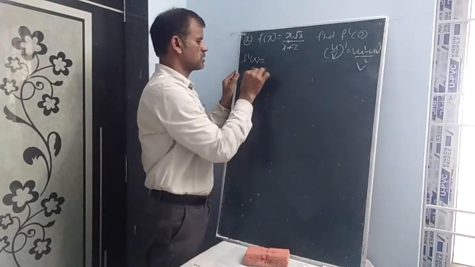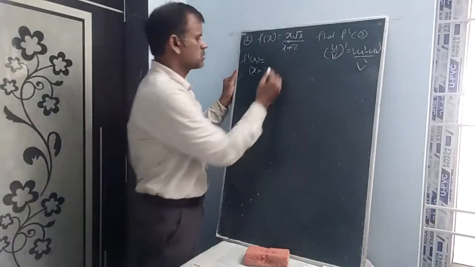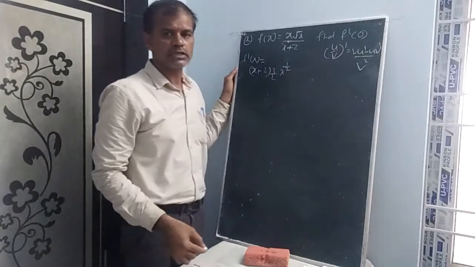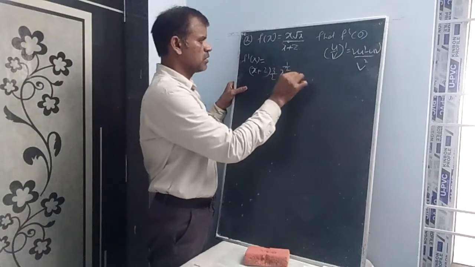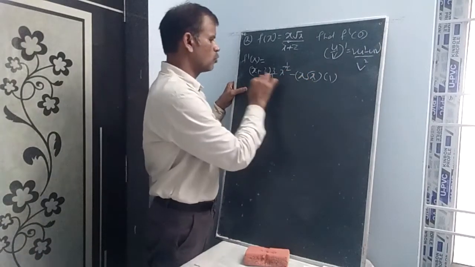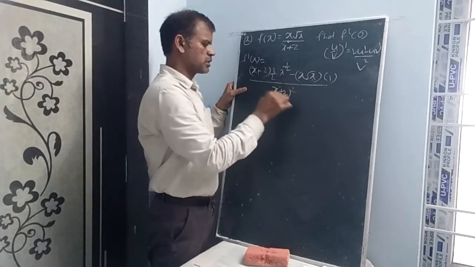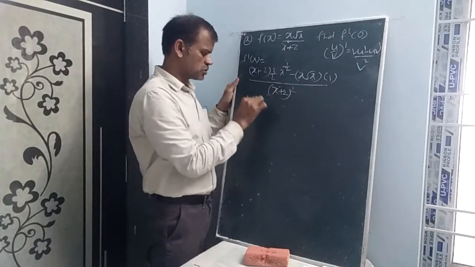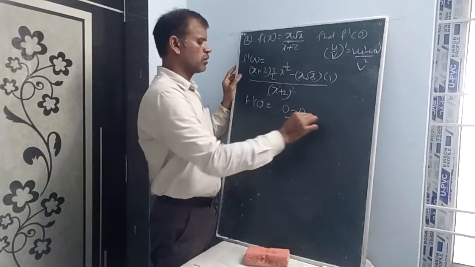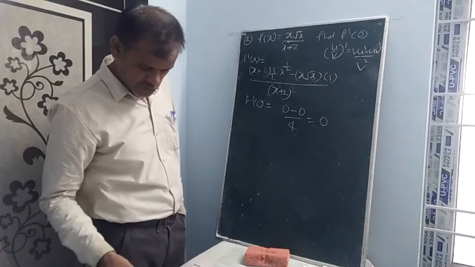So x plus 2 into the derivative of x root x, which can be understood as x power 3 by 2. Its derivative is 3 by 2 into x power 1 by 2, according to the x power n formula, n into x power n minus 1. Minus x root x into the derivative of x plus 2, which is 1, whole by x plus 2 whole square. Now substitute 0 instead of x. This is 0 into anything, 0, minus 0 by 4. The answer is 0. f dash 0 equals 0.